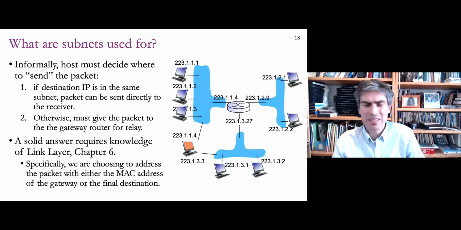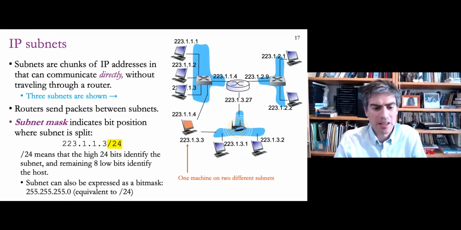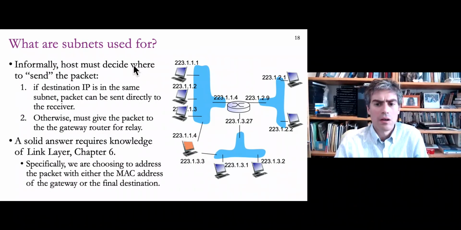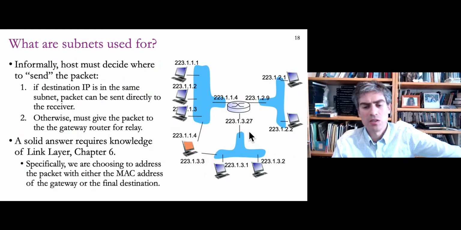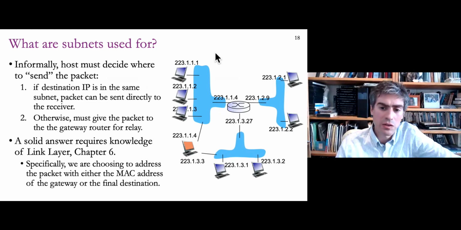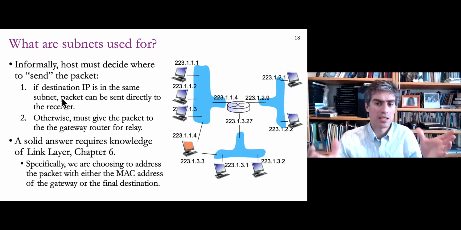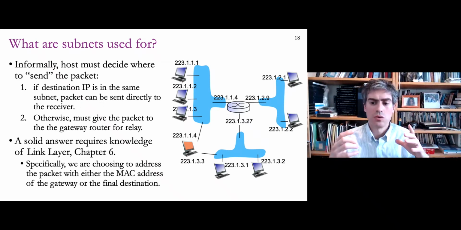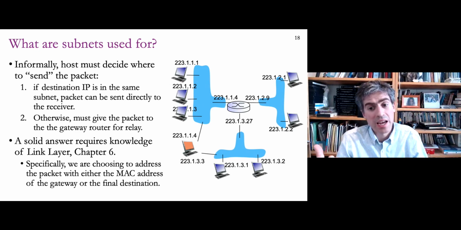So why do we have subnets again? This seems pretty complicated. What subnets are used for is to decide where a packet needs to be sent, whether a packet can be sent directly to the destination or it needs to go through a router. So if the destination IP address is in the same subnet, you can use that subnet mask I just mentioned to decide whether a machine is on your subnet.